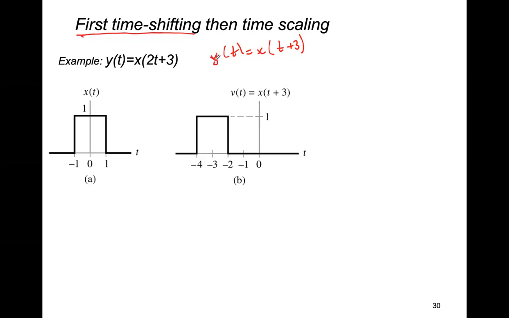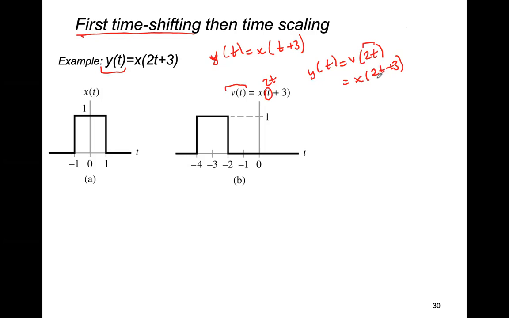So let me say v of t. This is a kind of intermediate step. Okay, this is an intermediate signal, because my y of t is equal to x of 2t plus 3. My v of t is equal to x of t plus 3. What should I do next? Then y of t will be equal to v of 2t, and v of 2t will be equal to x of 2t plus 3. What does v of 2t mean? When you see a t, put 2t instead. Okay, this is what we mean by v of 2t.